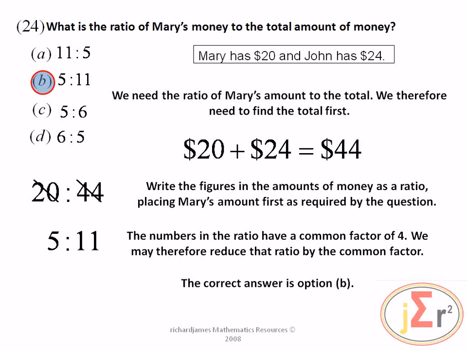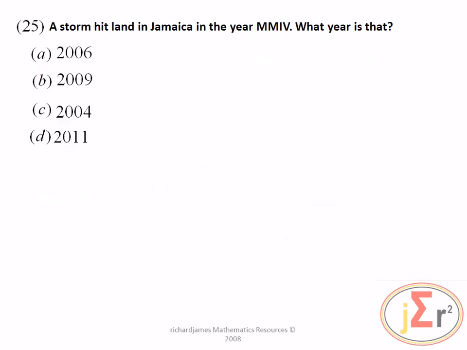And if we made a mistake and placed the total amount first, then we would have received option A for our answer, and that would have been incorrect. The ratio says Mary's amount to the total amount. Mary's amount goes first.